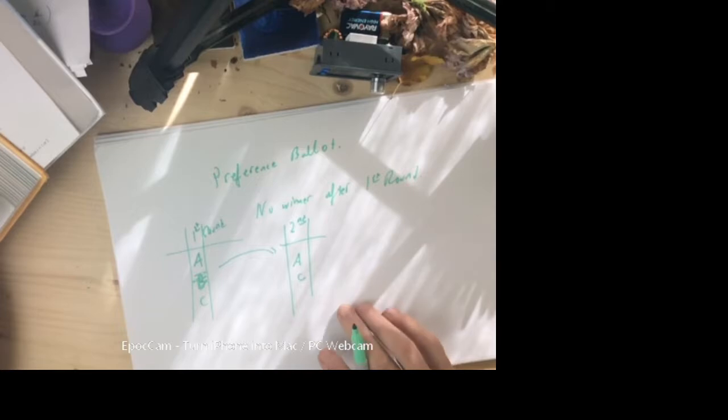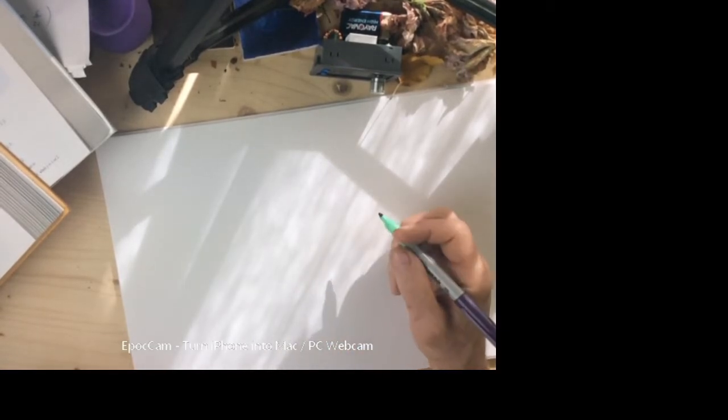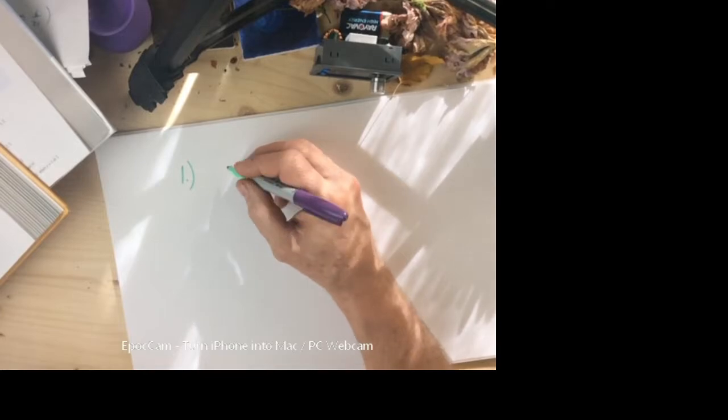All right, so that's the things about preference ballots. Let's now just talk about our various different methods of voting. So first off, we have the American system.